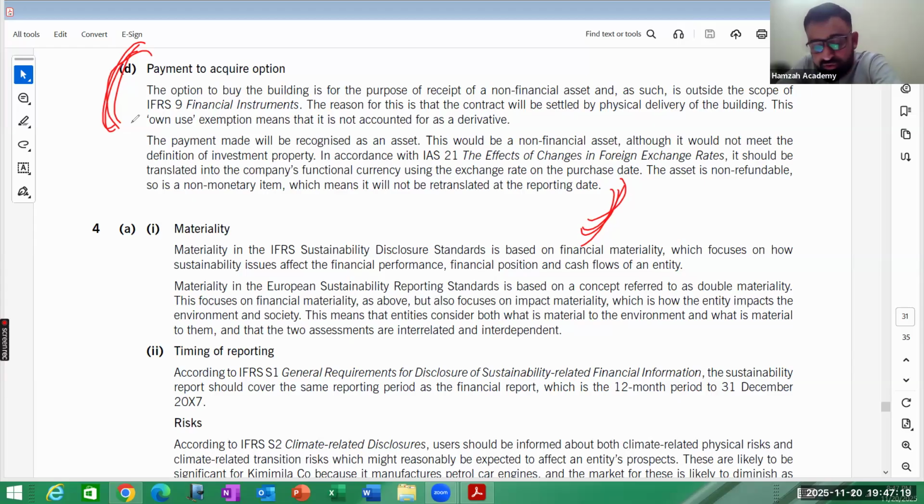but then subsequently non-monetary items are not translated again and no foreign exchange gain or loss is recorded unless we are carrying the non-financial, non-monetary items at fair value model or at revaluation model. And here the fair value and revaluation model is not applicable because it's just a payment of an option. Okay, it is an advance payment basically. So it would not be retranslated again.